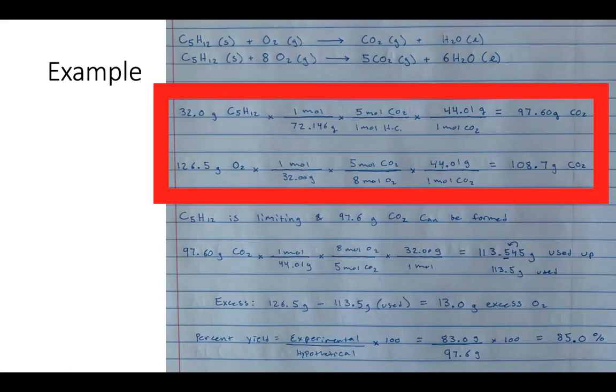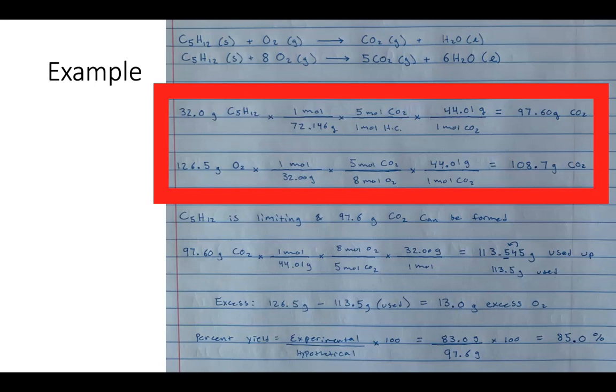Now I'm going to do the same exact thing for my other reactant. So 126.5 grams of oxygen. I go through dimensional analysis and find that I could form 108.7 grams of CO2. Okay, and below this box, you can see my first line. It says that C5H12 is limiting and that 97.6 grams of carbon dioxide can be formed.